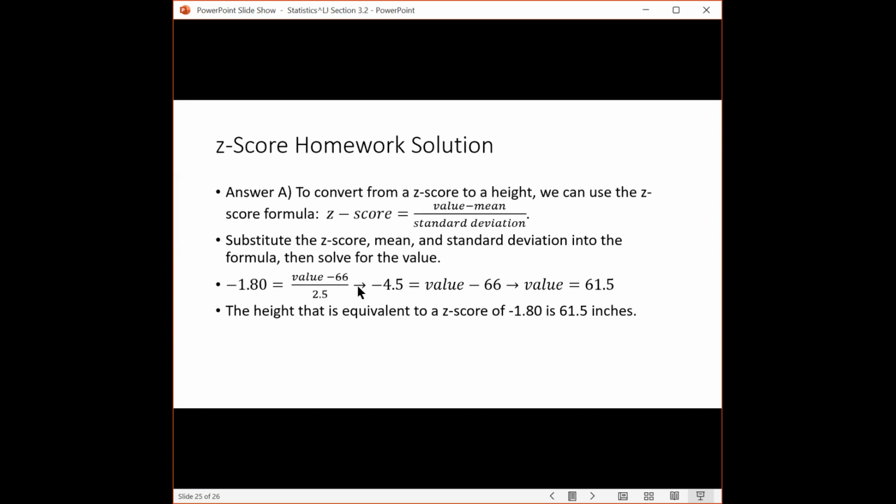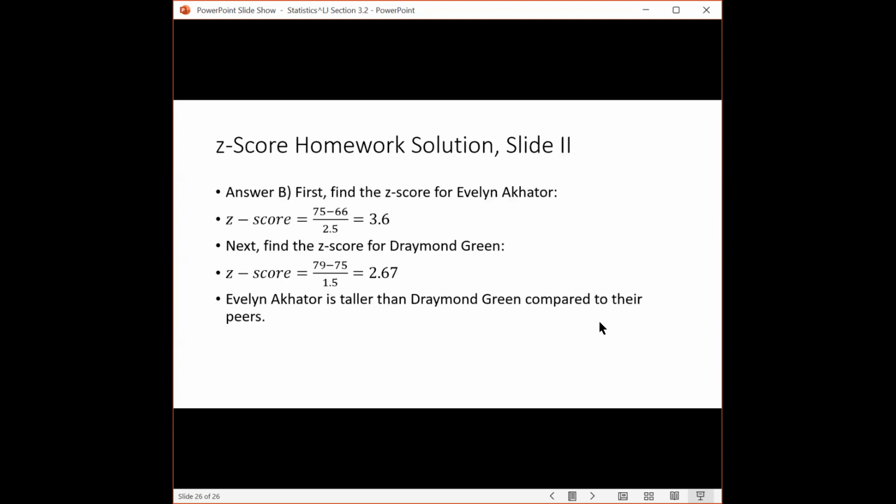To solve this algebra problem, you multiply both sides by 2.5. That gets you this. Then you add 66 to both sides, and that gets you this. So the height that is equivalent to a z-score of -1.8 is 61.5 inches. Then for part B, who has a higher z-score, Evelyn or Draymond?